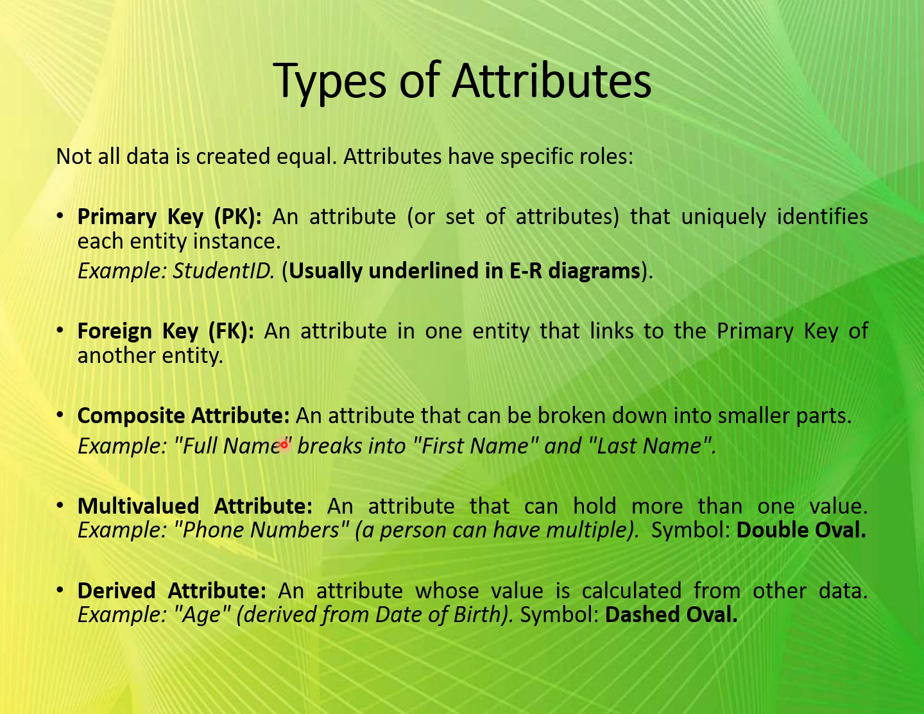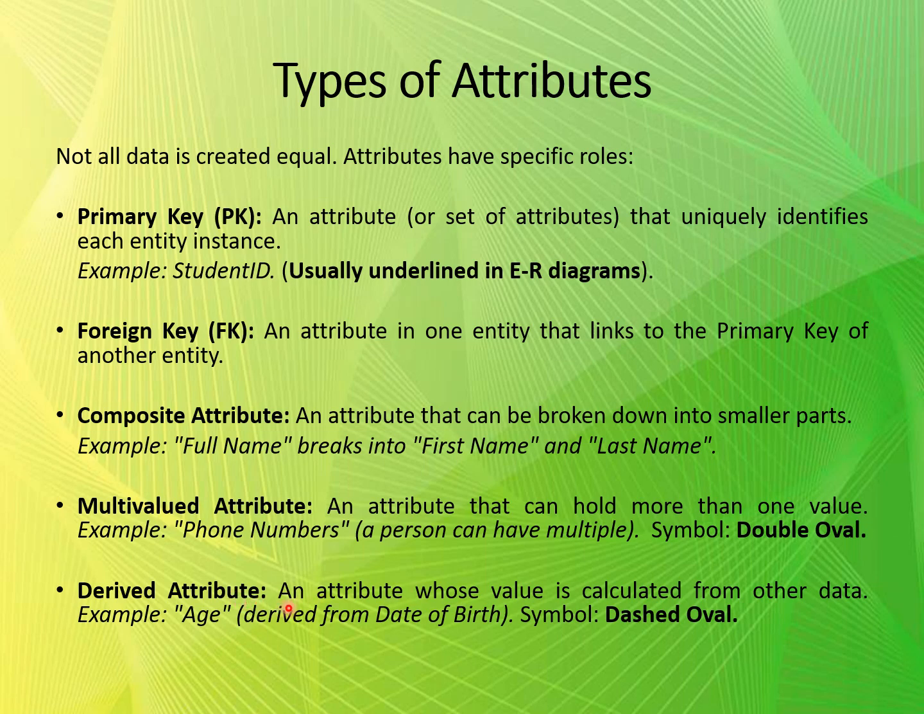Composite attribute, an attribute that can be broken down into smaller parts. For example, full name breaks into first name, middle name, last name, like that. Multi-valued attributes, an attribute that can hold more than one value. For example, phone numbers. A single person can have multiple phone numbers. Normally, it is represented by a double oval symbol.